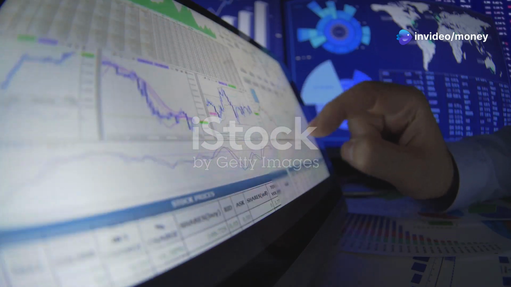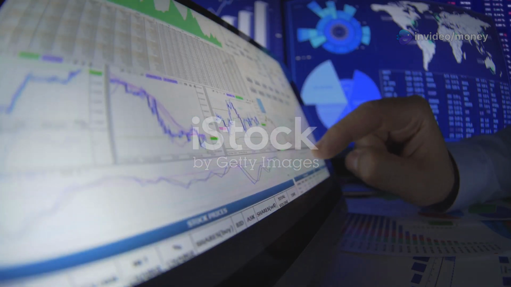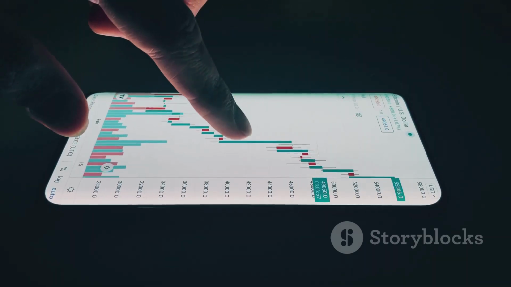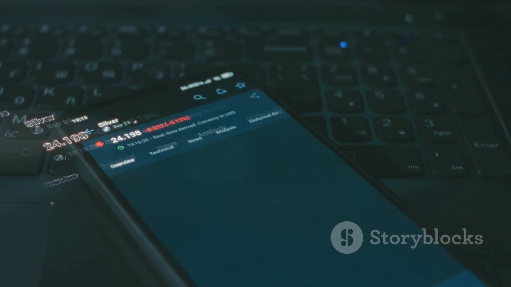Section 6. Seeing is believing. Example: interpretations of stochastic signals. Let's walk through a couple of hypothetical scenarios. Imagine you are looking at the daily chart of a stock.